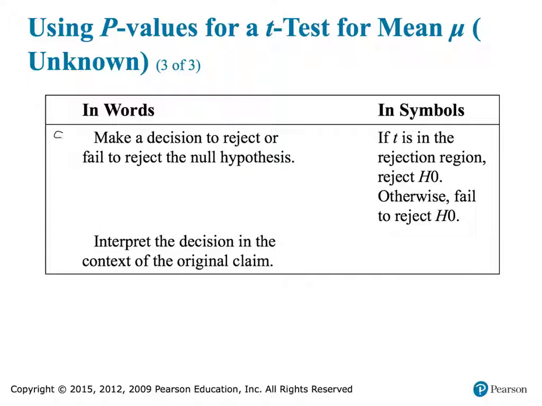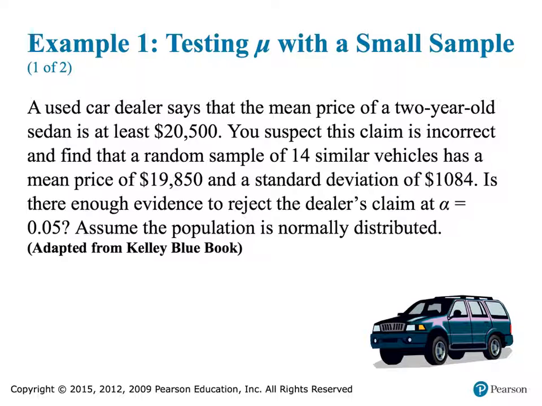Then eighth, make a decision to reject or not reject the null hypothesis. And then last, identify what that means about our claim in the context. Do we have evidence in favor of or opposed to the claim? So let's try with this first example.